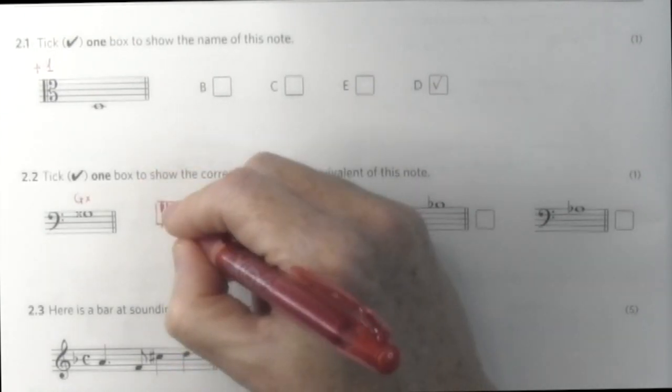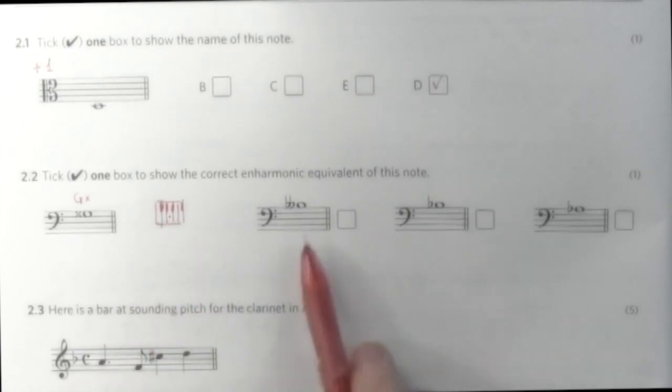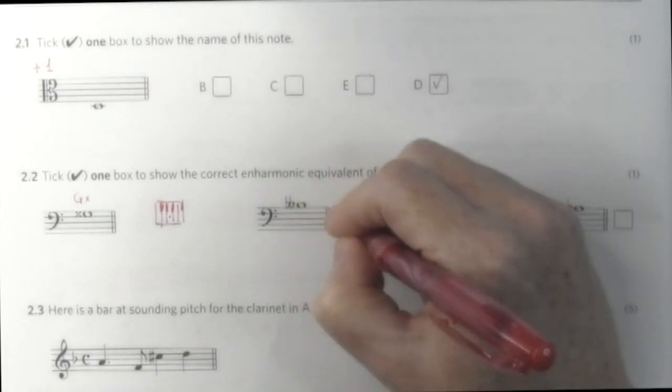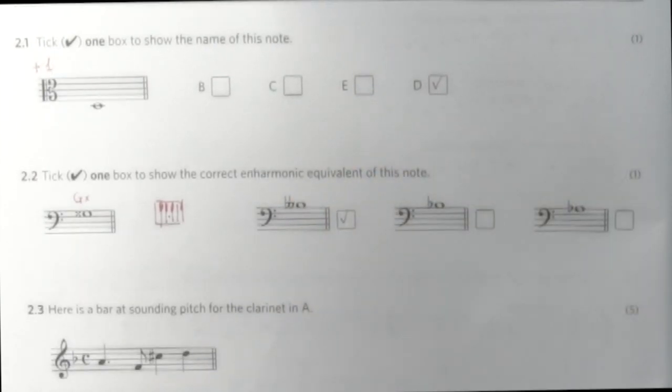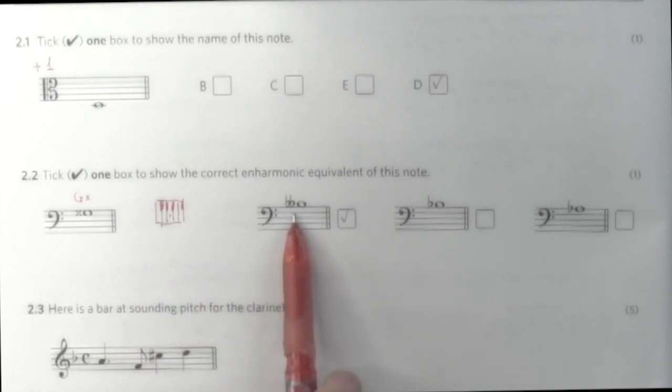This note here could be an A or B double flat. Which one do we have? B double flat. So this is the right answer. Okay, so one more time. G double sharp is sharp, sharp. This is A or B flat, flat. Here it is.